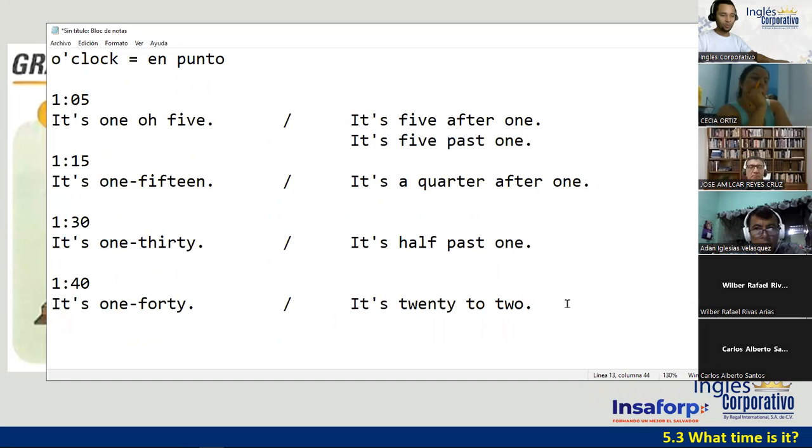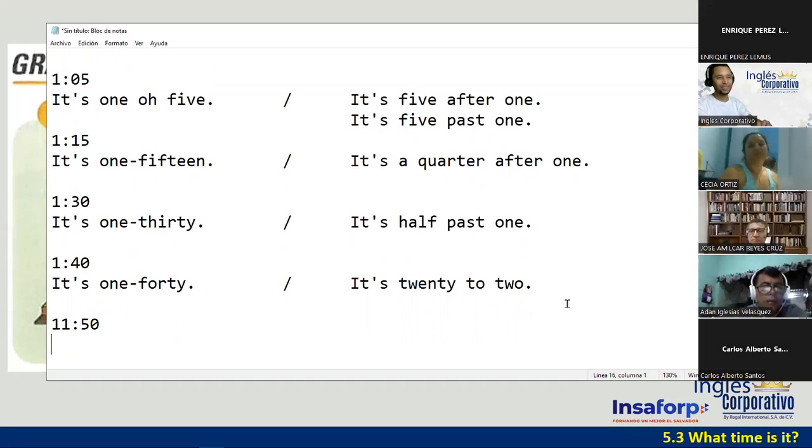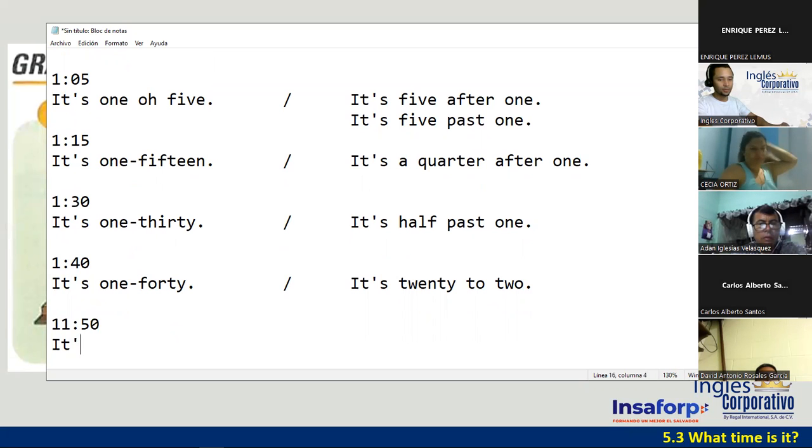¿Qué pasa entonces si yo digo, por ejemplo, vamos a cambiar un poco el número? What time is it? I need a volunteer. Vamos, anímense, porque siempre son los mismos, siempre los mismos. Veamos, quiero escuchar a alguien que no haya participado. Y a los que están participando, excelente. Vamos, Enrique. It is 11:40. It is 11:40. Or 50. 50, okay. It's 11:50.